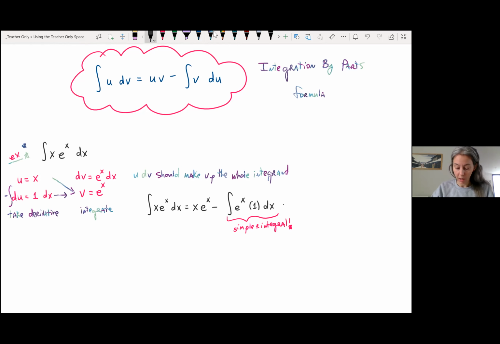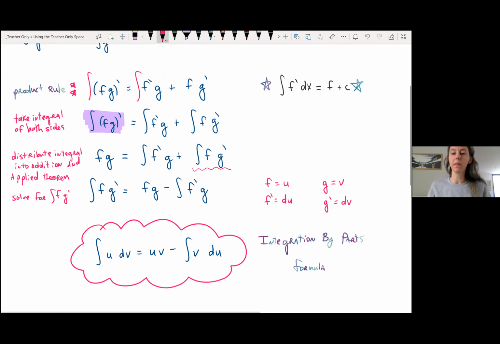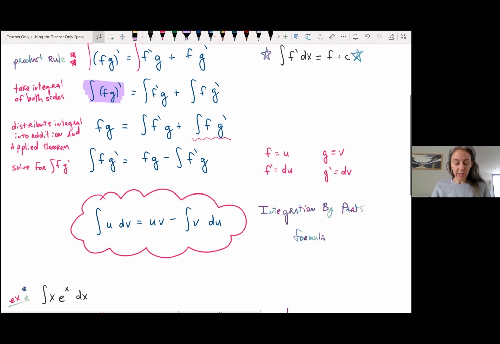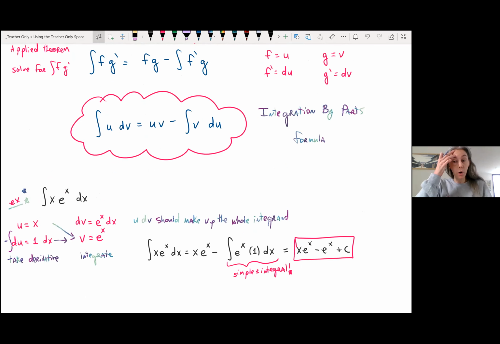So then not only is it a simpler integral, it's a known form. We know the integral of e to the x is e to the x. We actually just did that. So this is x e to the x minus e to the x plus a constant, and that is my final answer. So we have come up with a formula that undoes the product rule, and we've seen how we can use it when we are given an integral of a product right there.